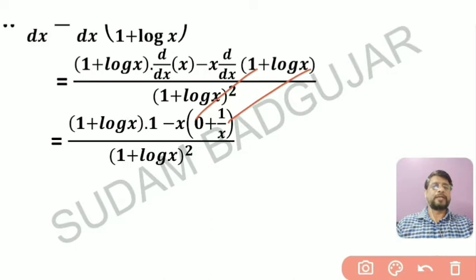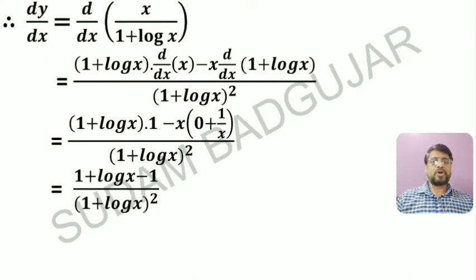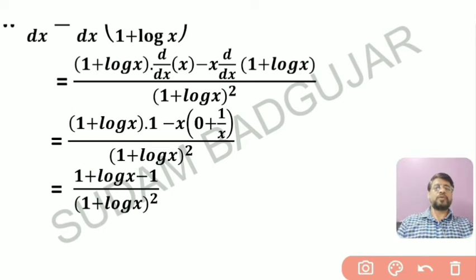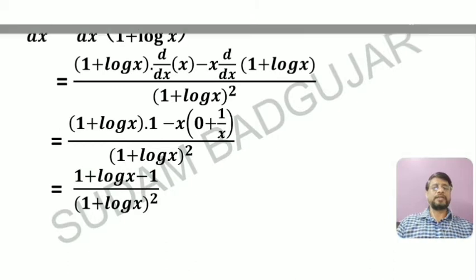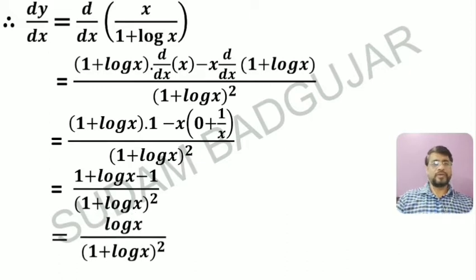Then again open this bracket, it becomes minus 1. So the next term is 1 plus log x minus 1, upon 1 plus log x the whole square, that is plus 1 minus 1 get cancelled, and that is nothing but log x. So dy by dx is equal to log x upon 1 plus log x the whole square. That's it. It's a very simple form. Either you differentiate as it is, on LHS and RHS, or since this sum is very simple, convert it into explicit form, then you will get y equal to a purely function of x.